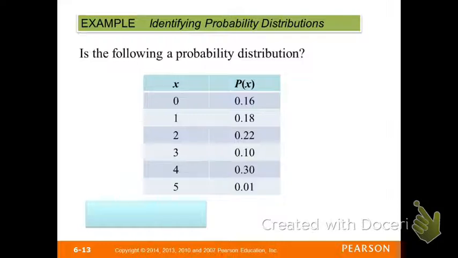So in this probability distribution, or not probability distribution, we have all the probabilities okay, but it looks like we are not adding up to 1. The probabilities here add up to 0.97. So something is missing in the details, and we do not have a probability distribution. Okay. What about this one?